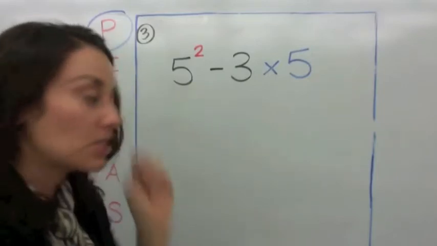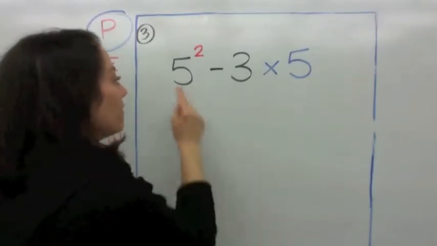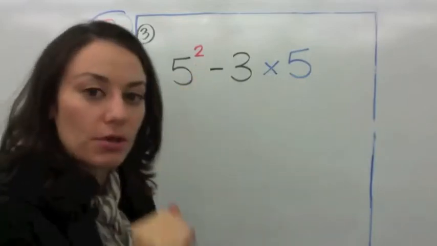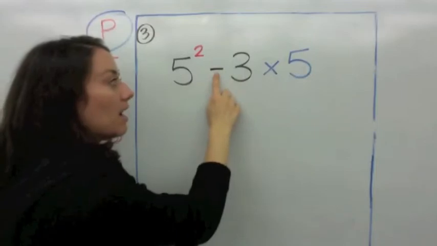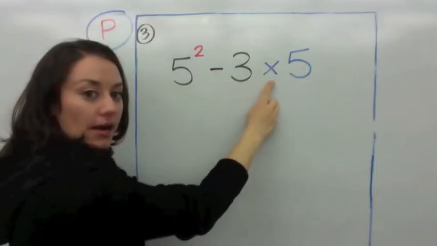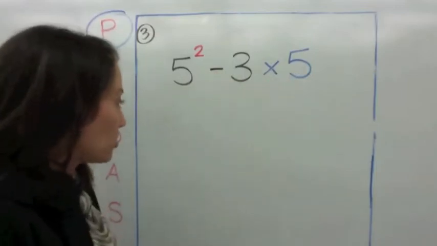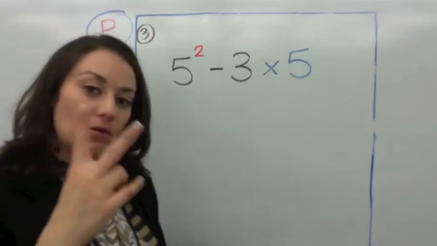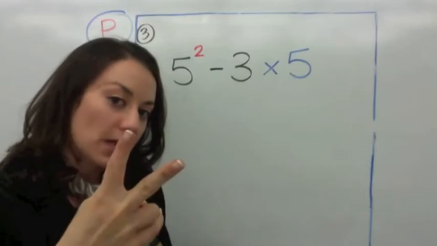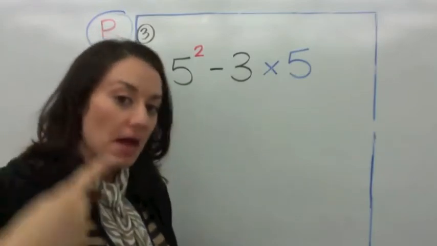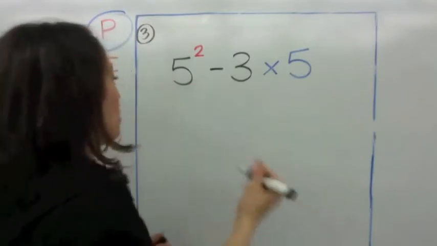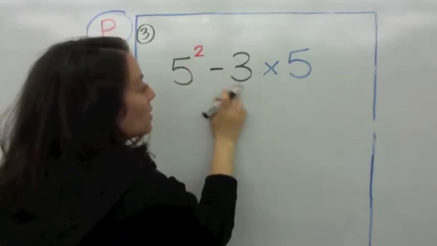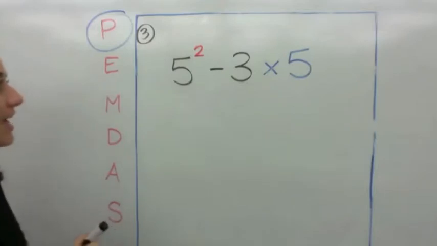Okay, let's do our last example for today. This is number 3. This one says, read it with me, 5 squared, also known as 5 to the power of 2, minus 3 times 5. Very good. So you have 5 squared. Who remembers what 5 squared is? 5 to the power of 2 means 5 times what? 5 times 5. Multiply it by itself 2 times. So that's 5 times 5. Then we have a minus 3 and times 5 again.